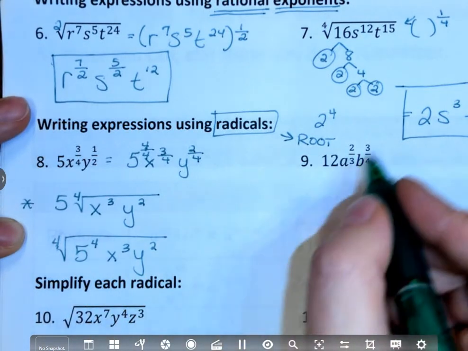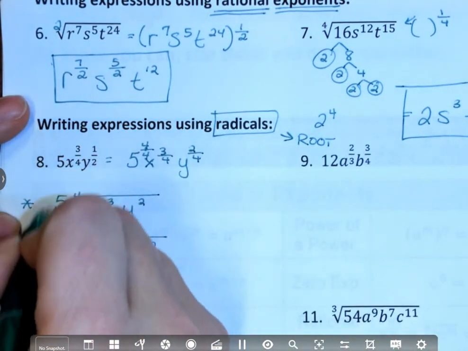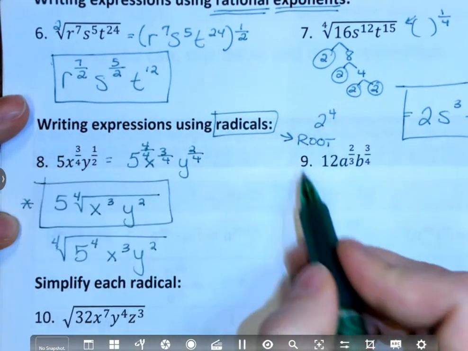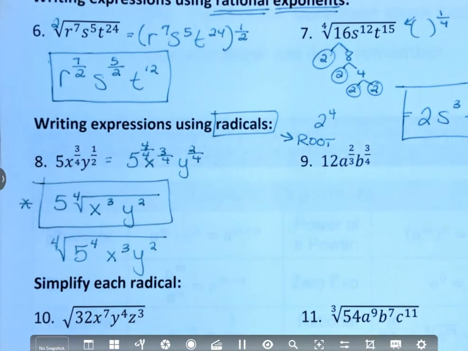Okay? So what do I need? I'm going to go with that one. What do I need on number 9?